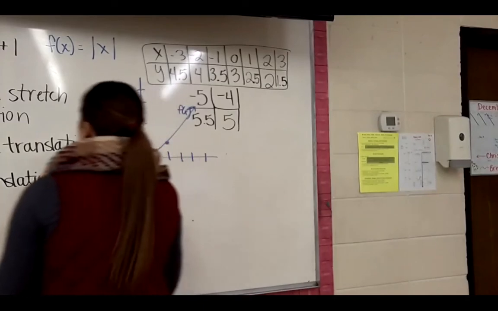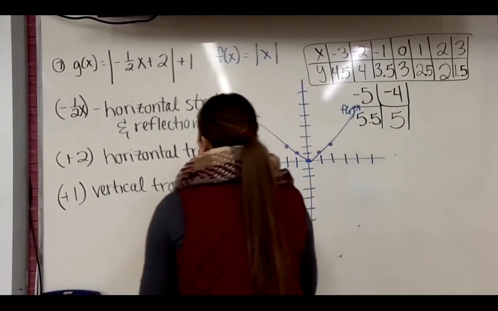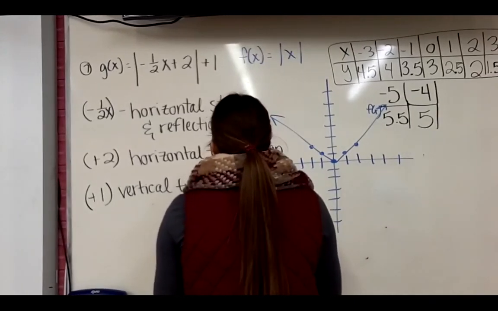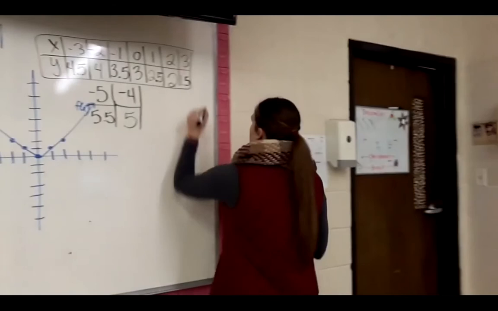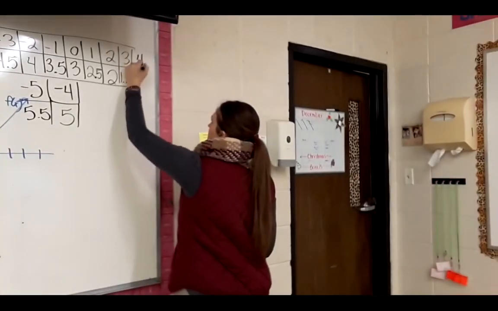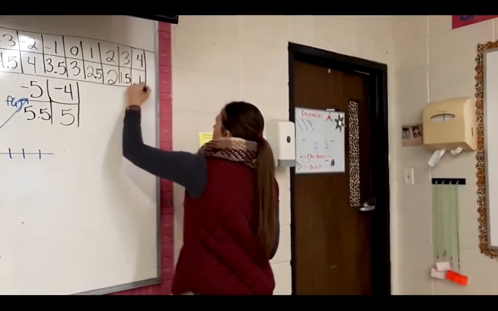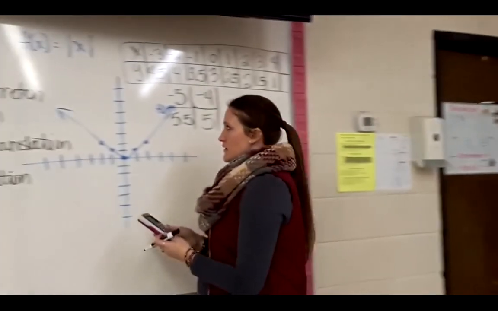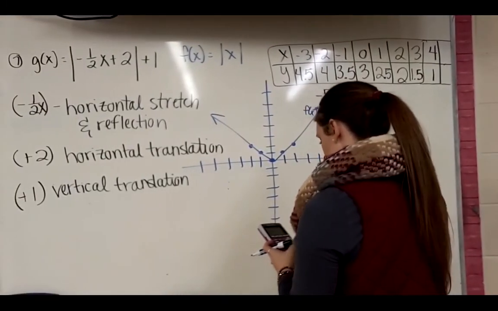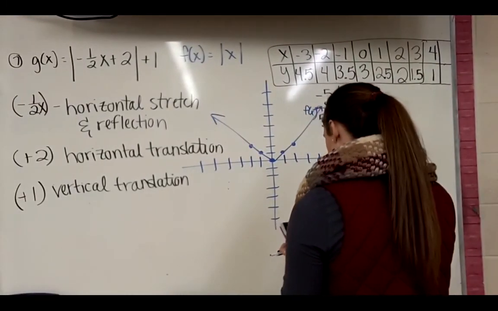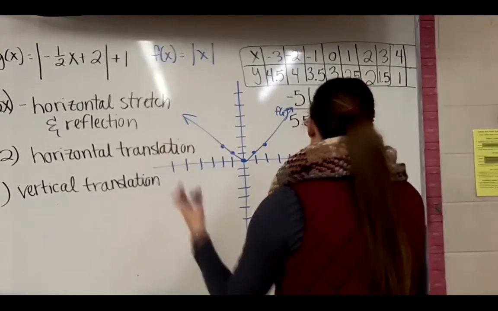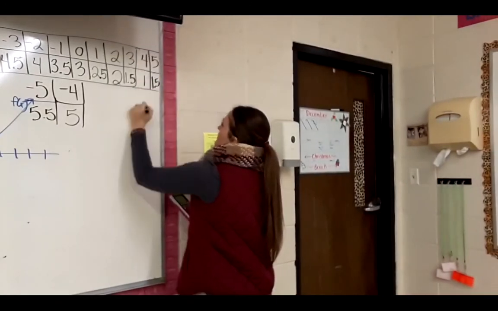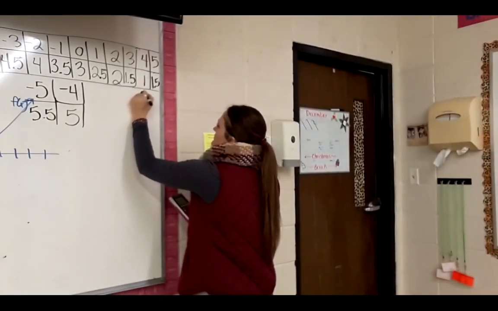Okay, I'm going to plug in 4. I'm going to go the other way. -1/2 times 4 would be -2. Plus 2 is 0. Plus 1 is 1. Maybe that's what I was plugging in. -1/2 times 5 is -2.5, plus 2 is -0.5, absolute value is 0.5, plus 1 is 1.5. Oh my goodness, we finally found it. So here's my vertex. Yay!